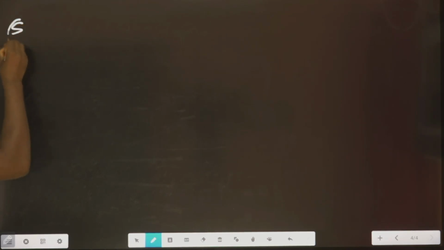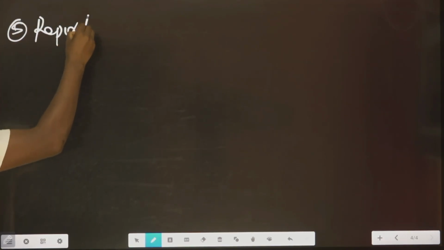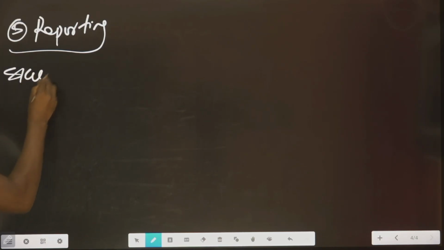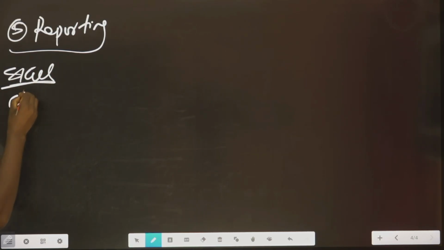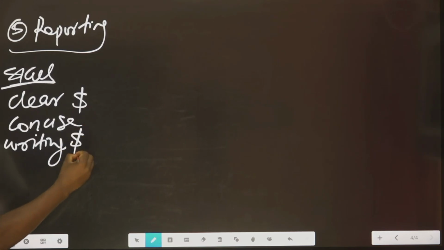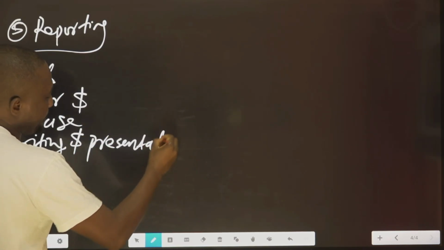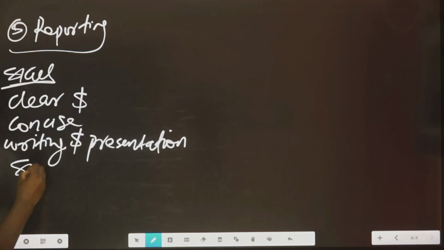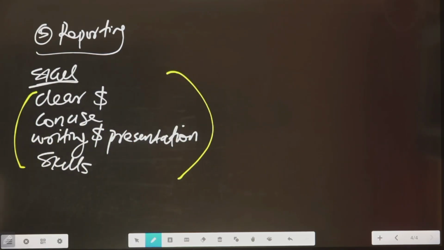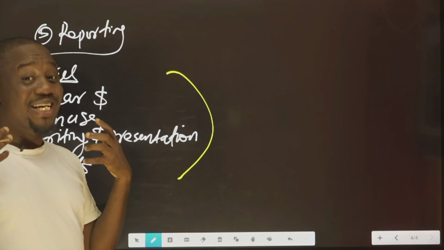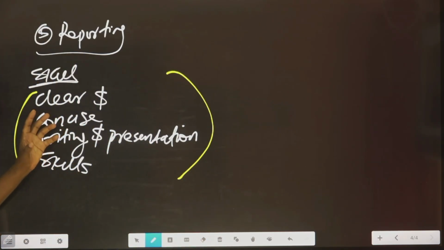Okay? Next is reporting. Number 5, reporting. What skills do you need here? The skill you need here is clear and concise writing and presentation skills. Very important. With this, you'll be able to explain the data thoroughly for others to understand with ease. Okay? That is your reporting skill.